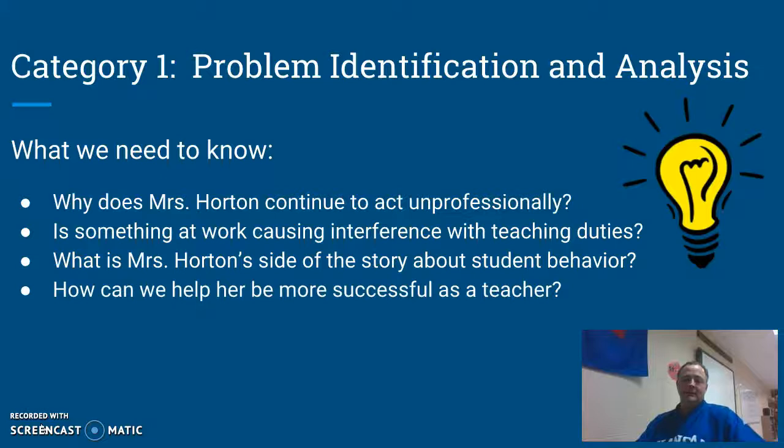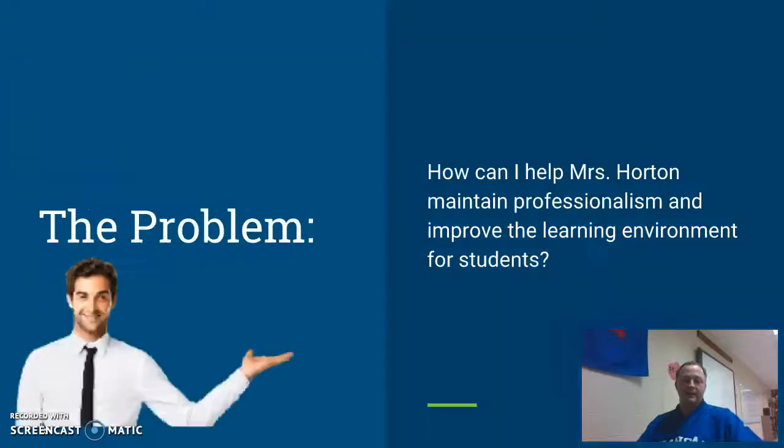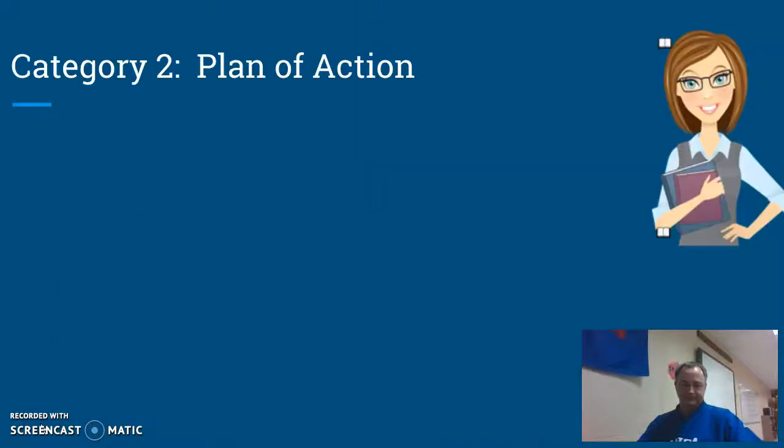And then, how can we help her be more successful as a teacher? If things aren't going well, our job is to help her. So, are there things that she wants some help with, where we can help her develop better as a teacher? So the problem overall that we need to figure out is, how can I help Mrs. Horton maintain professionalism and also improve the learning environment for her students?